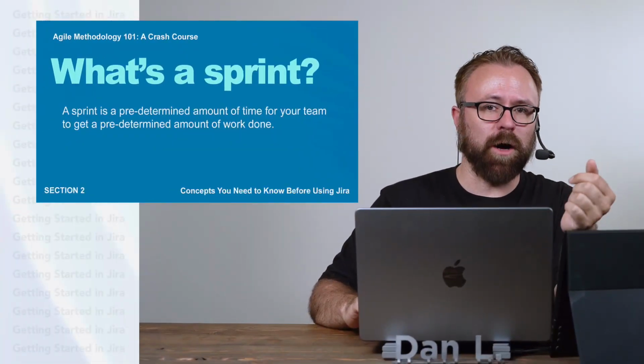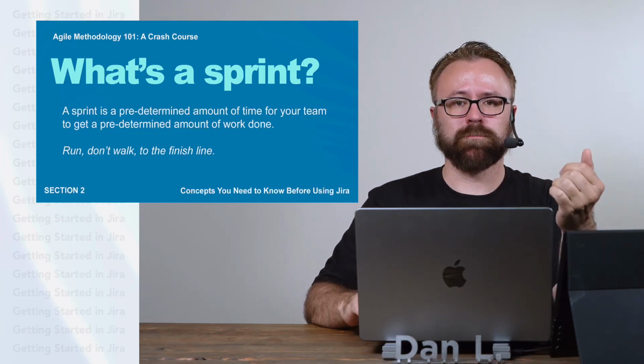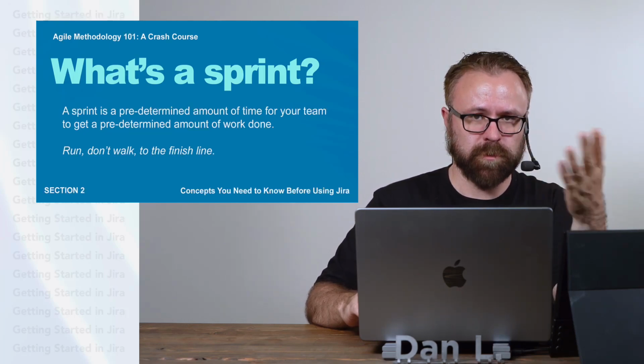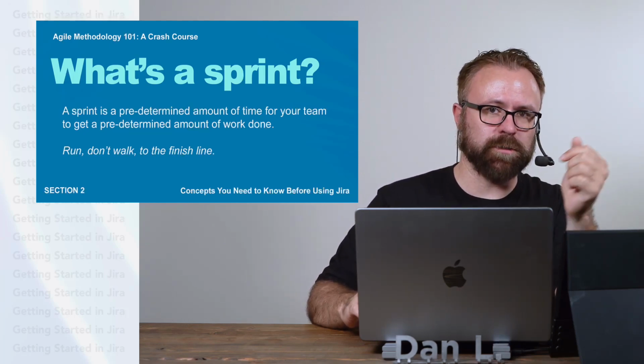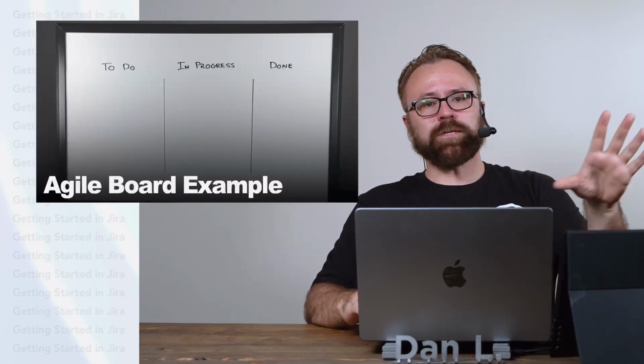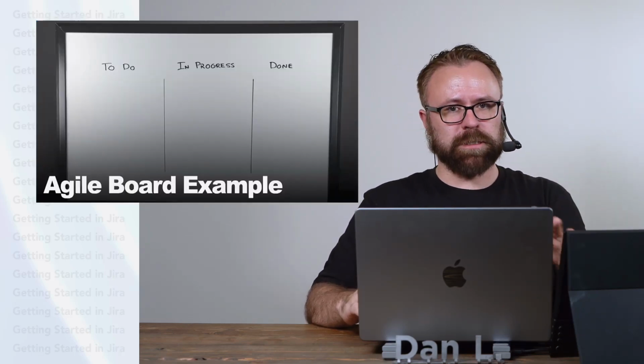And then once your team decides on how long they want their sprints to be, the basic concept of the Scrum framework is to figure out how much work you can do in that time period. You want to be realistic about the amount of work that can be done, but as a former colleague of mine used to say, run, don't walk to the finish line, to the end of the sprint. So you sprint to the end of the sprint, right? So let's go back to our Agile board to see how this happens.